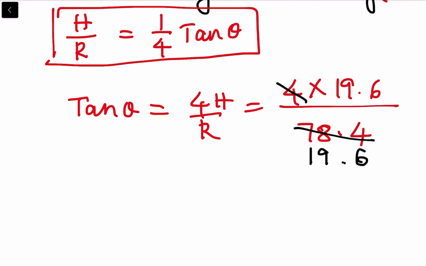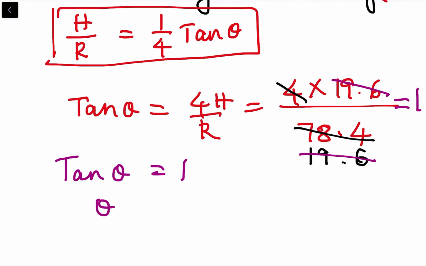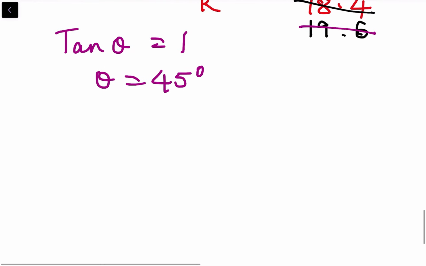And again you can see numerator and denominator, it is 19.6 and 19.6. So you can cancel out both of them, which is equal to 1. That means tan theta is equal to 1. When tan theta is equal to 1, theta is equal to 45 degrees, from trigonometry we know. I think now our problem will be easily solved once you know the value of theta.